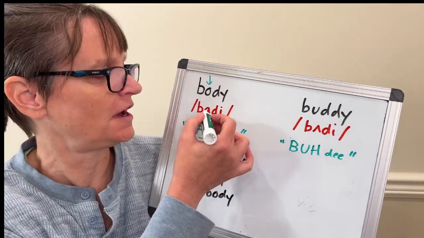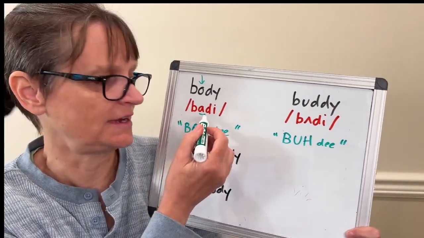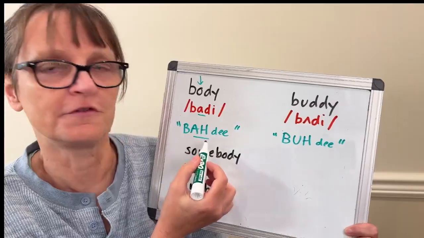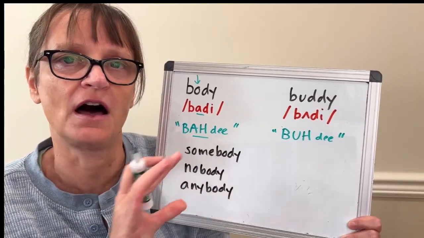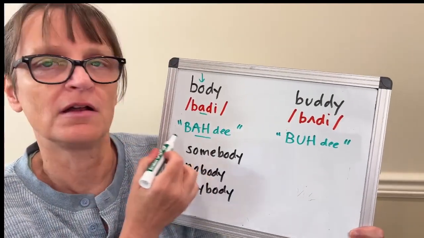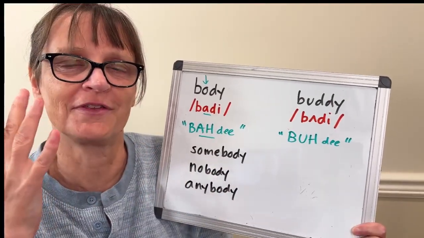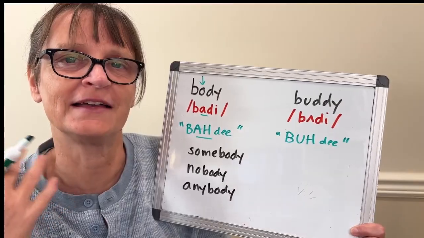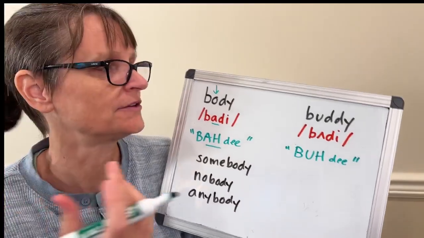The symbol for the ah sound in the IPA is an A like this, and I often write it with AH to think of the ah as a nice open ah sound. So when we're thinking about body, you want to make sure your mouth is open, your tongue is down and flat, and you have a nice open ah sound.